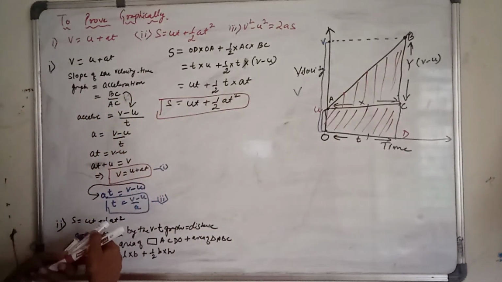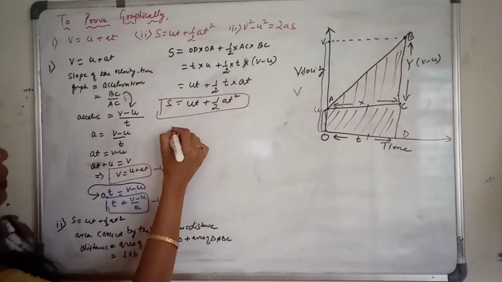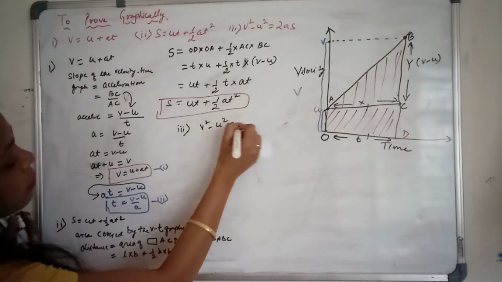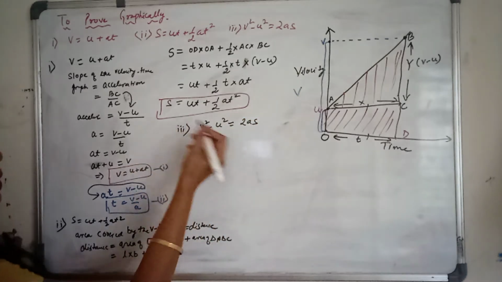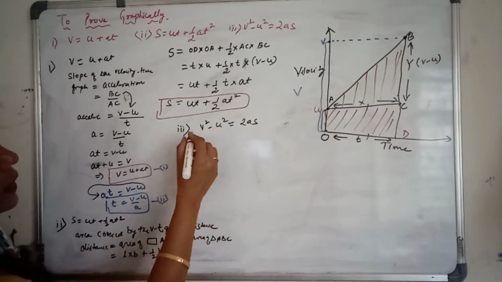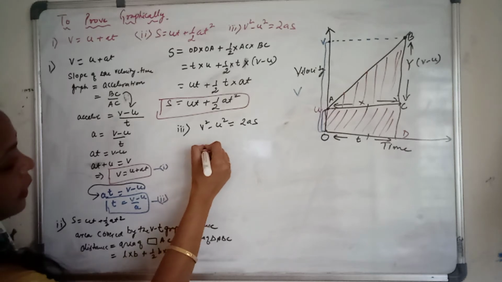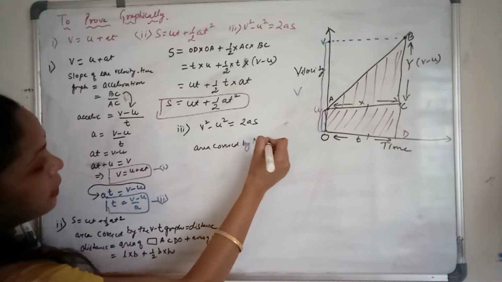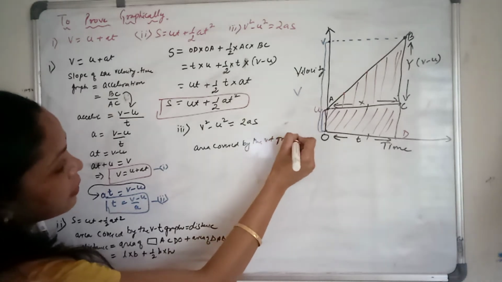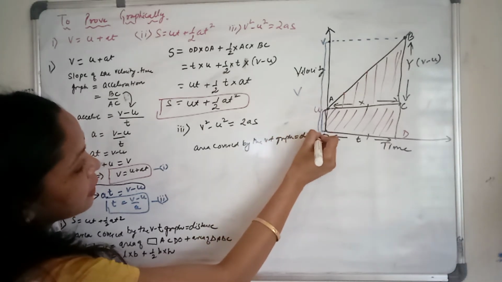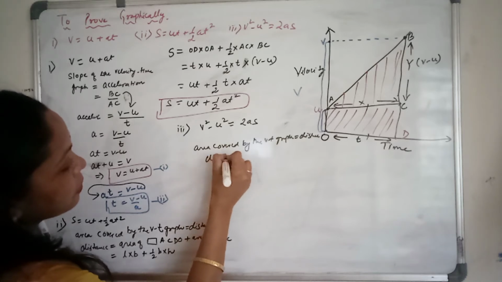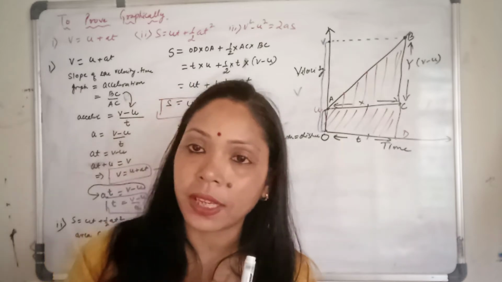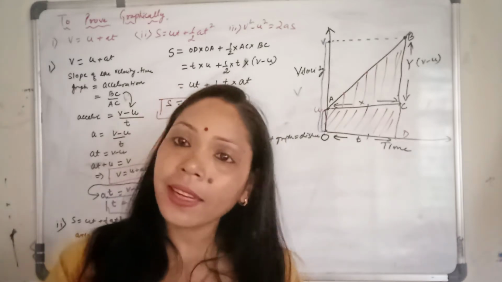Now, the third equation, number 3. Number 3 is V square minus U square equal to twice AS. So, again this is related with distance. Again we will write area covered by the VT graph, that is equal to distance. So, distance equal to, now to prove the third equation of motion, you have to take again area.